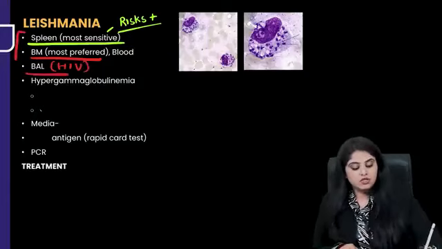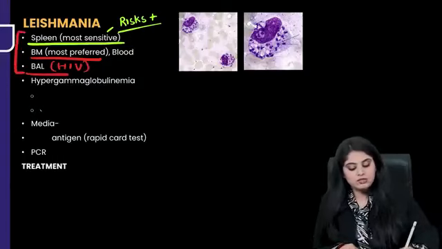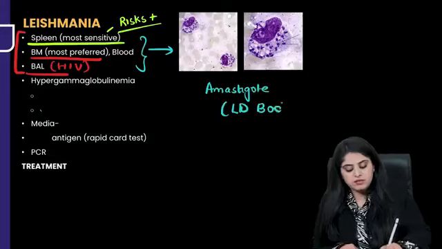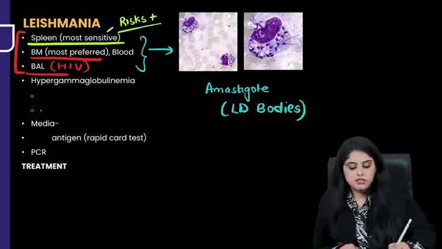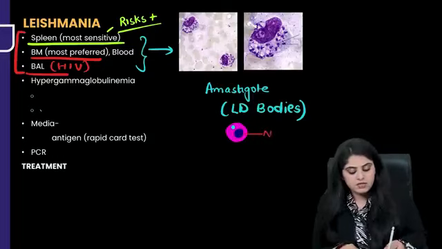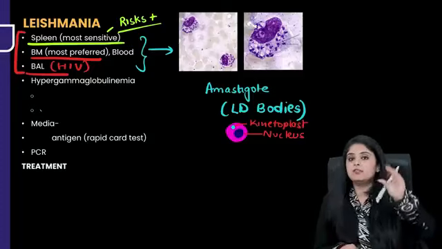So once you have punctured any of these, what are you actually going to see under the microscope? You will say, ma'am, you just told us that the diagnostic form is the amastigote form, which means the Leishmania LD bodies. And till now you have told us that the organism is not just the nucleus. Along with the nucleus there is a small dot, the kinetoplast. Every LD body will not only have a nucleus, it will also have a kinetoplast. So in short, one big dot and one small dot.